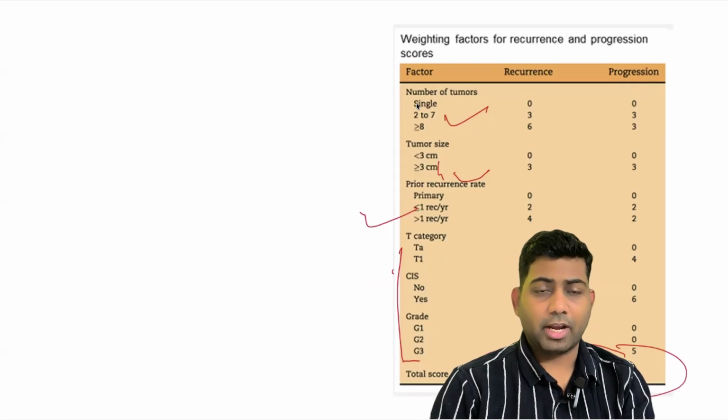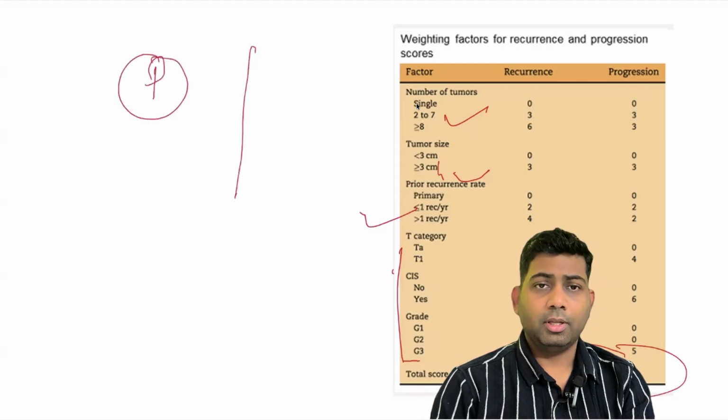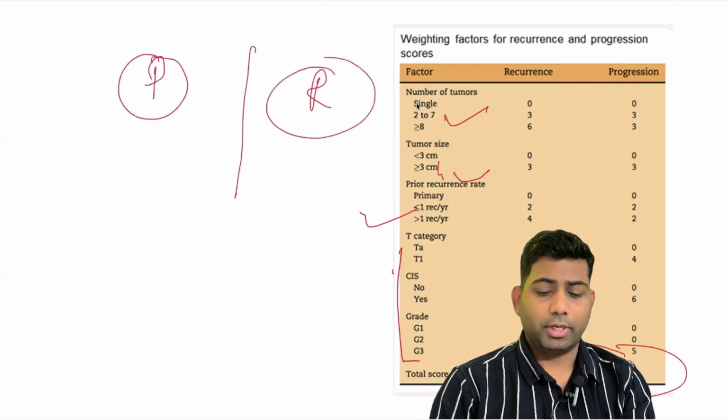Now let us see. Again, I'll write down things for you. This is the progression table and this is the recurrence table. So the progression table is going to have, I'll just write the parameters for you.